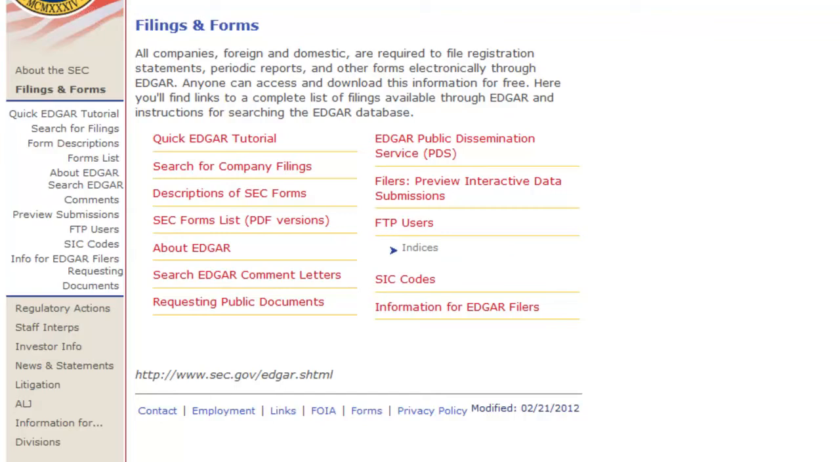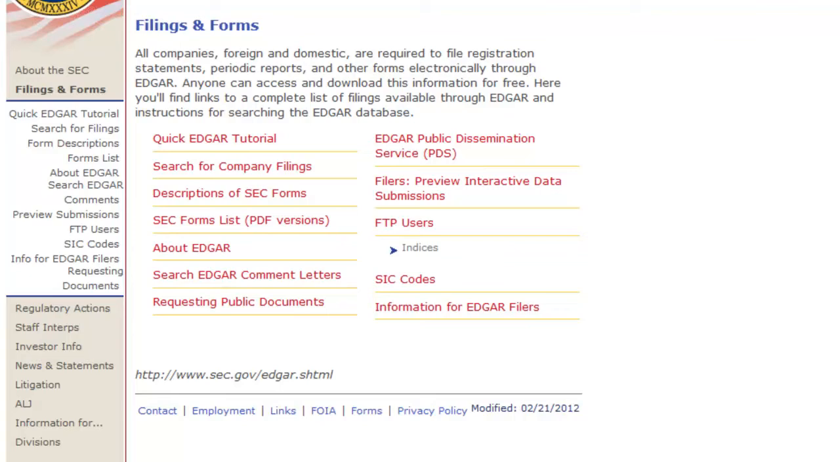But for our purposes, unless you are interested in building a website or software using Edgar's raw data, you don't really have to worry about these options. The option that I skipped is Filers Preview Interactive Data Submissions. And you're not really going to use this option. It is mainly used by filers to preview whatever it is that they're filing to see what it will look like on Edgar's website. So unless you are filing something, this link is not really beneficial to you.